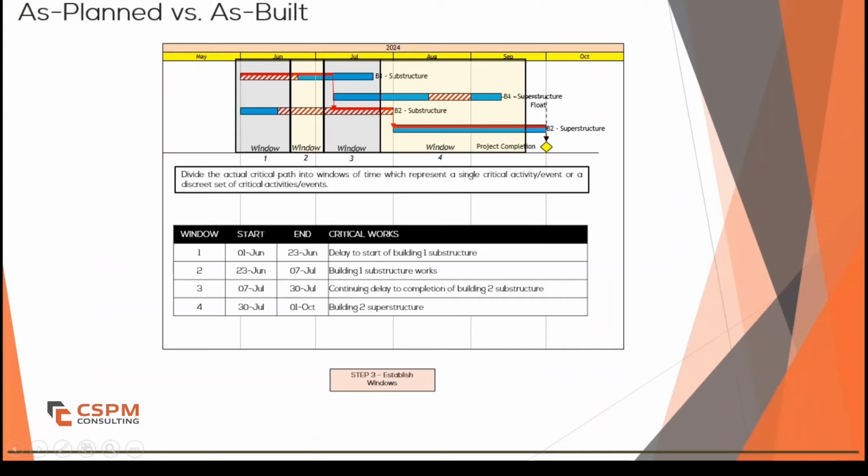This period between 23rd of June to July 7th also shows extended durations, suggesting further slowdowns in execution. At this stage, our role is to investigate these extended durations and justify why the project timeline shifted.